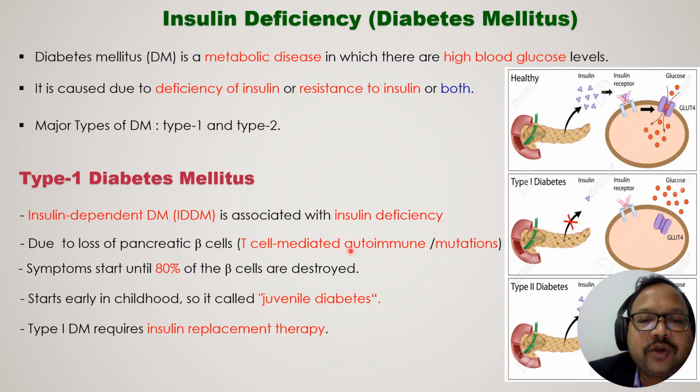The reason is an autoimmune attack on the pancreatic beta cells, so that destruction of the pancreatic beta cells occurs. Once 80% destruction has occurred, only then do we notice symptoms. Especially we can see this type of diabetes mellitus in children. We call it juvenile diabetes. The treatment is mainly insulin only.